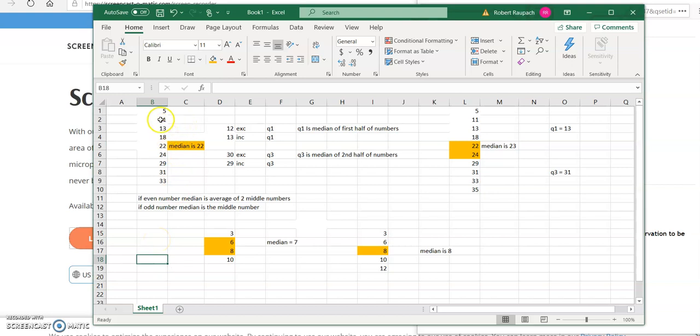The two methods are: do I include the median in each half? Does 22 get included in the first half and 22 get included in the second half? That's the inclusive method, INC. Or does it get excluded? In other words, since 22 is the median, do I just concentrate on these four numbers for Q1 and these two numbers for Q3? Remember, Q1 is the median of all the first half of numbers. Q3 is the median of all the second half of numbers. The only question is, in that first half and the second half, do I include that median or do I not include that median?